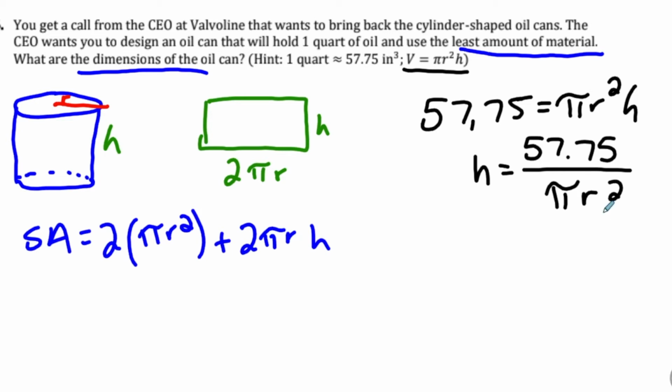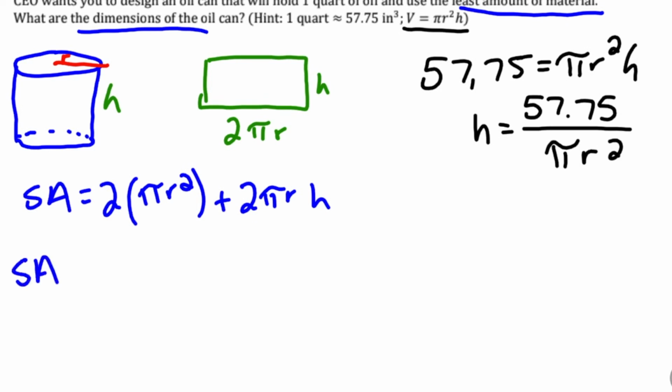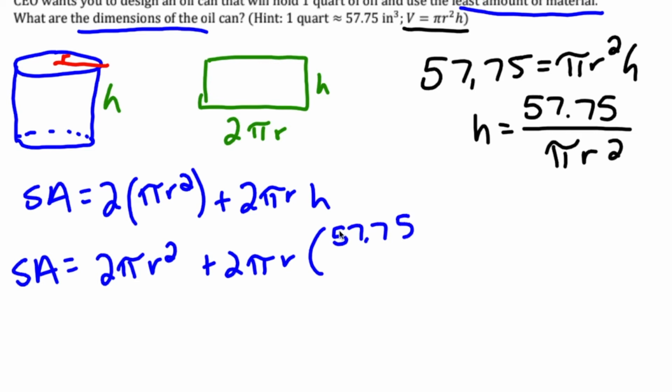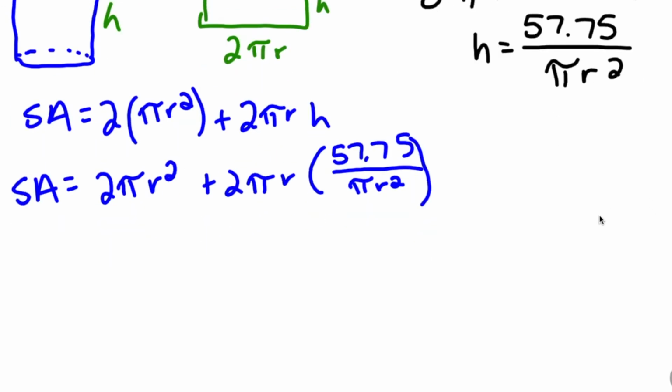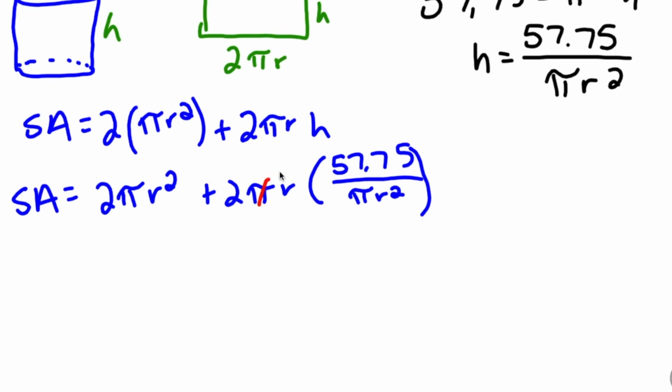Okay, so this is what we're starting with. Again, I need to replace h with 57.75 divided by pi r squared. Now, we can cancel some stuff out here, so I'm going to cancel out the pi's, and I'm going to cancel out this radius with one of these. So let's just clean that up a little bit more before we do our derivative.